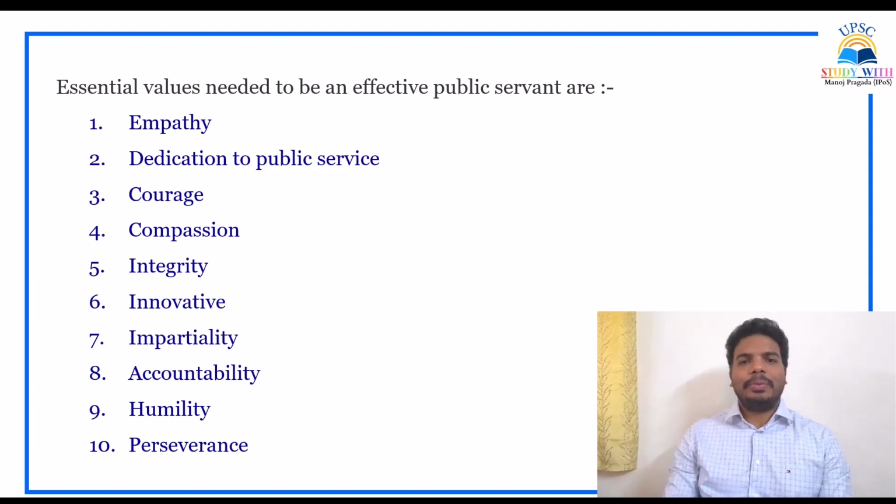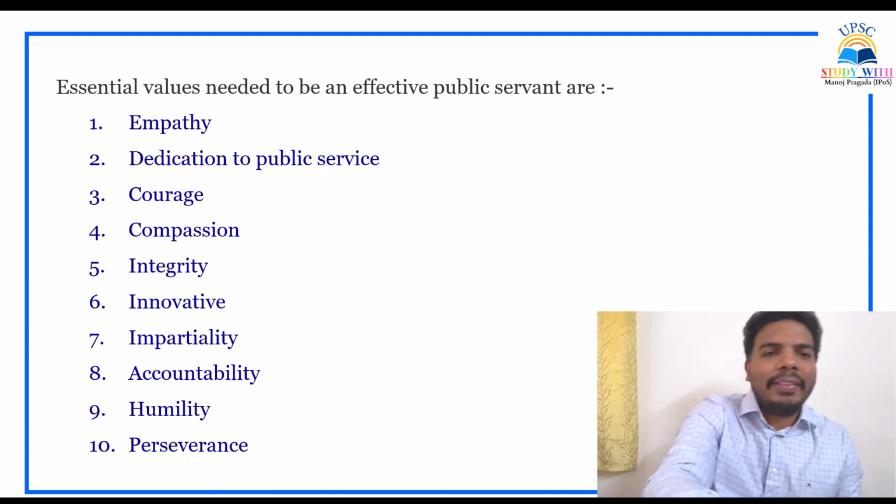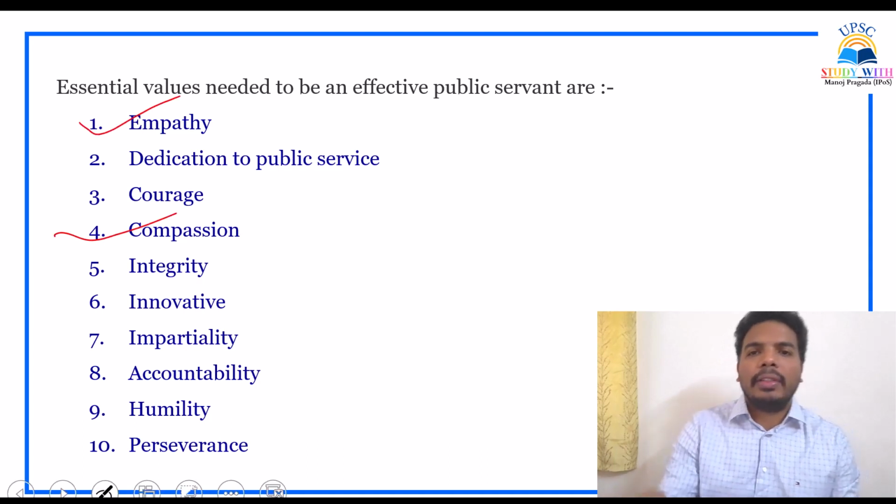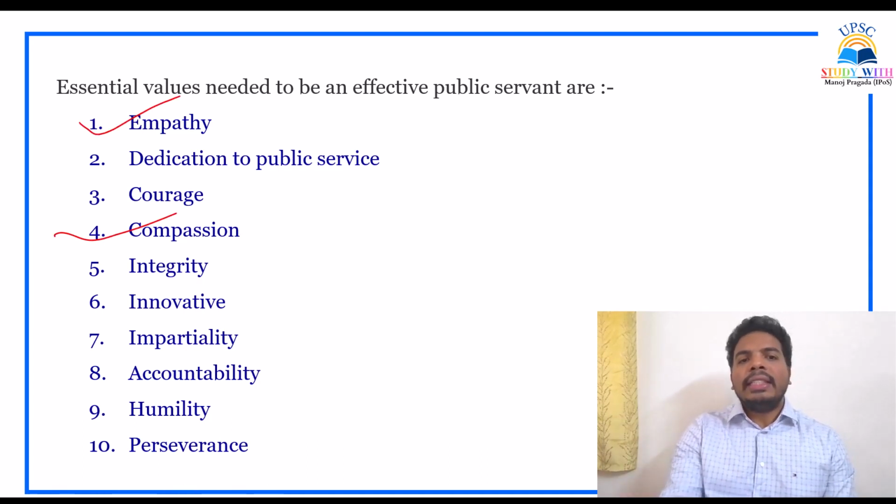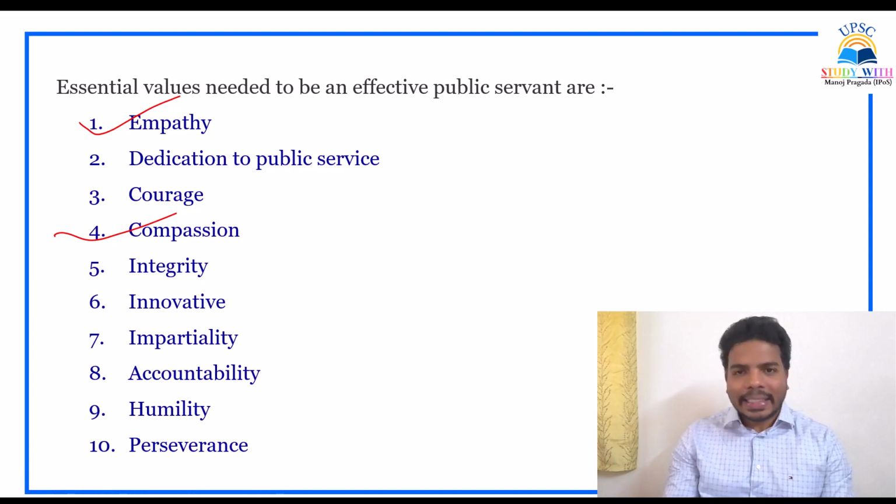Empathy is an attitude, and compassion is a behavior. Both are values. Third is courage. Fifth is integrity, we have already discussed. Sixth is innovativeness, we have already discussed. Seventh is impartiality. Impartiality and non-partisanship we have discussed thoroughly. You just refer to my previous lectures. Next, accountability. Next, humility. Humility means humbleness.